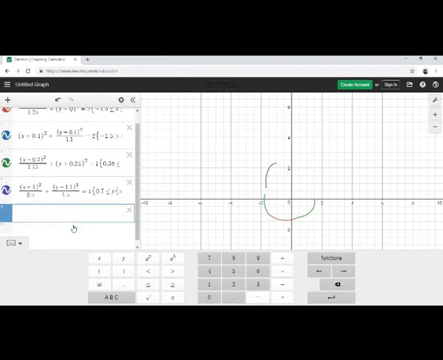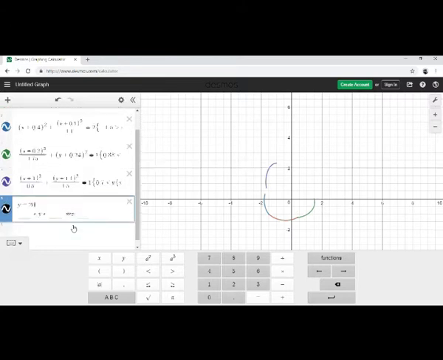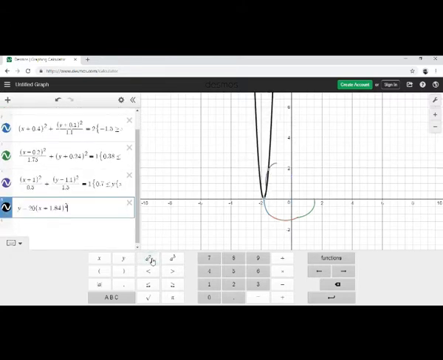y = 20 times (x + 1.84)² + 0.2, with 0.7 ≥ y, and y ≥ 0.3, and x ≥ −1.8.